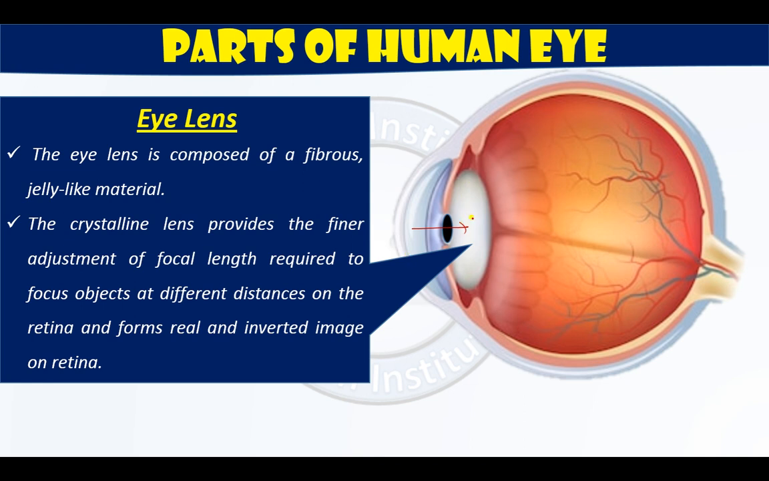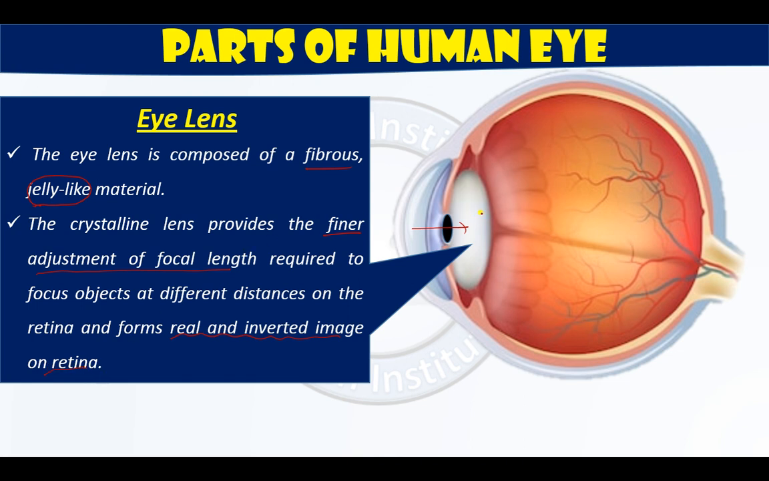Right, now let us see what the eye lens is made up of. Eye lens is composed of a fibrous jelly like material. The crystalline lens provides finer adjustment of focal length required to focus objects at different distances on the retina and forms a real and inverted image on retina.